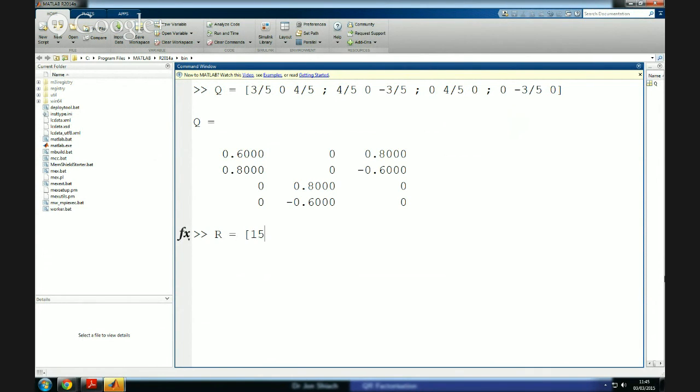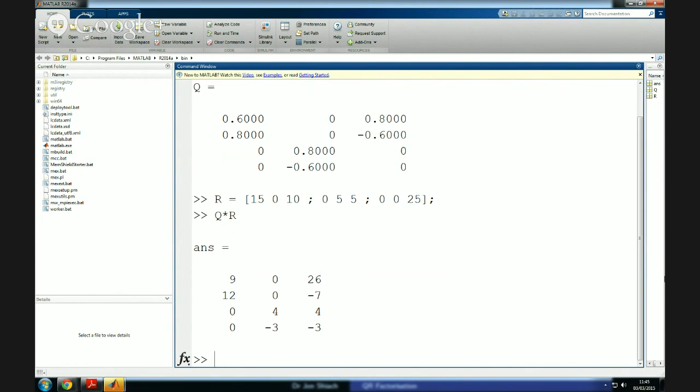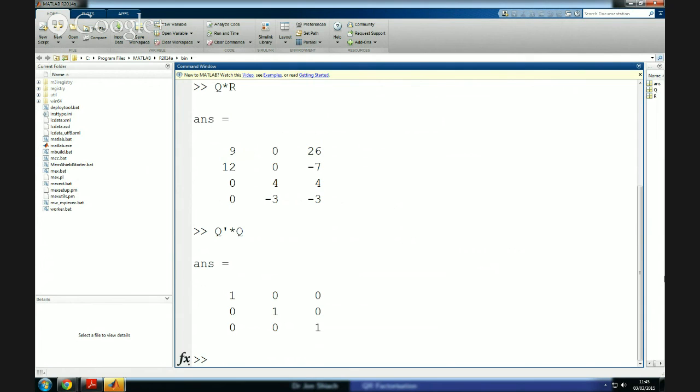Oh, 15. Okay, Q times R gives us our original matrix back. So we've got a factorization. Also, if I do Q transpose times Q, I get the identity matrix. So the Q times R just shows us, yes, we have a factorization. Okay, the Q transpose times Q shows us that Q is orthogonal.